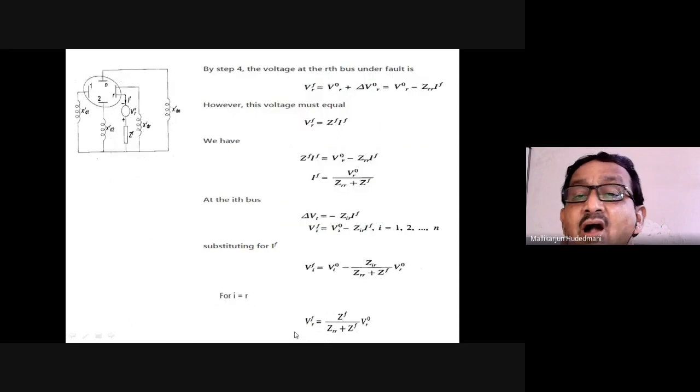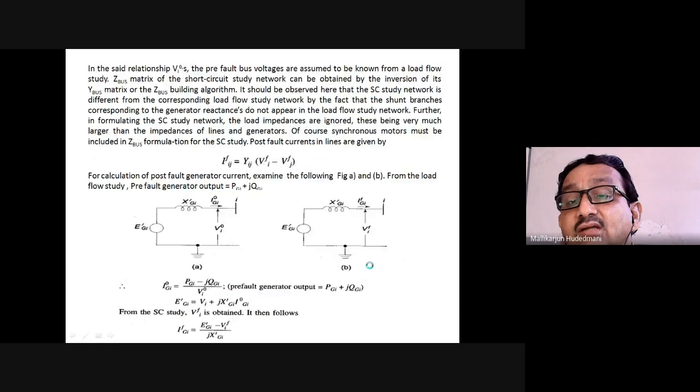Then comes one of the bus voltages you consider, VR, which is the fault voltage, the fault bus or faulty bus for the study. Then equate those two equations of VRF through relativeness or by exact value. Then get the gist of it.